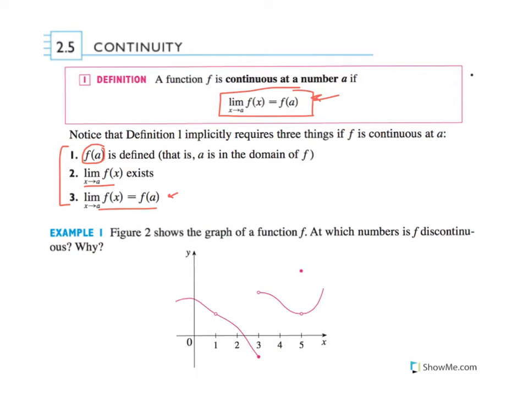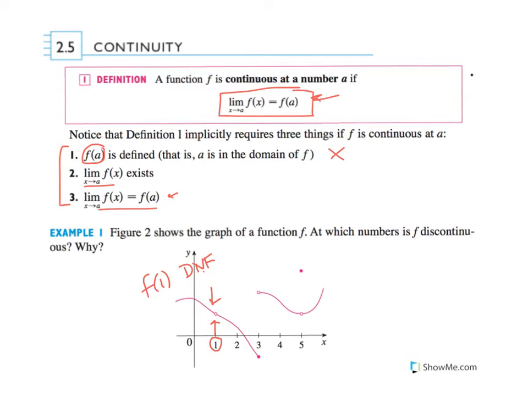If we look at the graph below in example 1, this graph is a great example of when these 3 cases could fail at any given point. If you look at x equals 1 here, the reason why it's not continuous is that f of a is not even defined. In fact, f of 1 does not exist here. It's empty at that point, and so step 1 fails, and that's why it's not continuous right there.